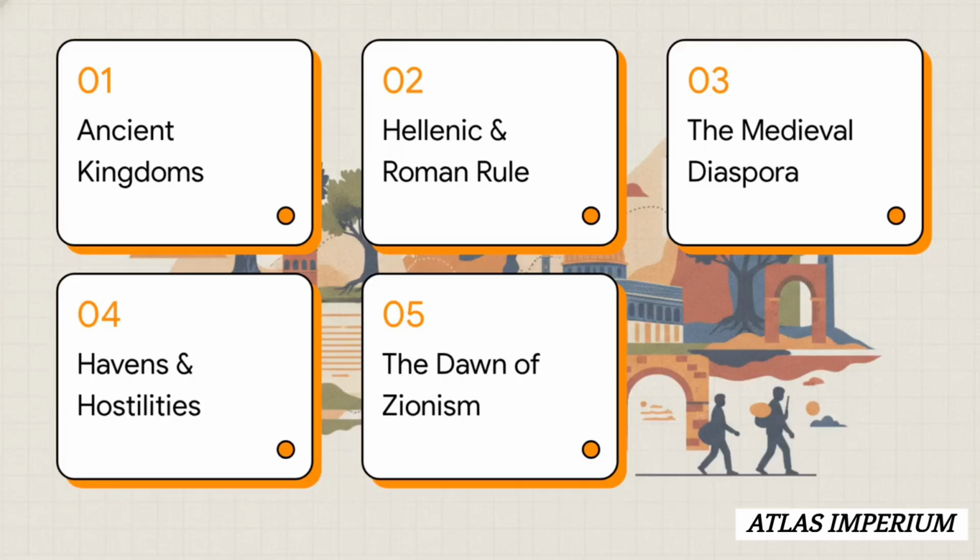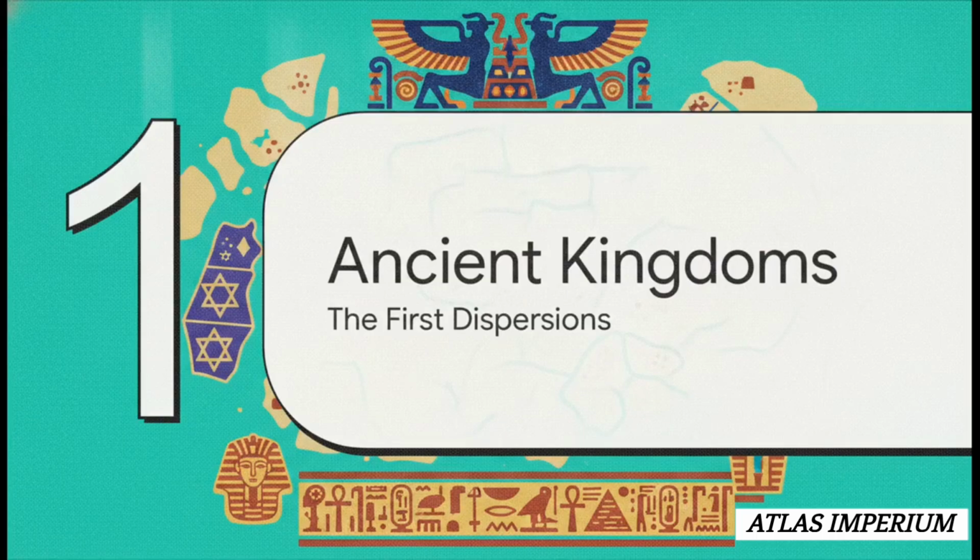Okay, so here is our roadmap to cover literally millennia of events. We'll hit 1. Ancient kingdoms and exiles, 2. Hellenic and Roman rule, 3. The medieval diaspora, 4. Havens and hostilities, and finally, 5. The dawn of Zionism. Let's dive in. Starting with Part 1, Ancient Kingdoms and Exiles.